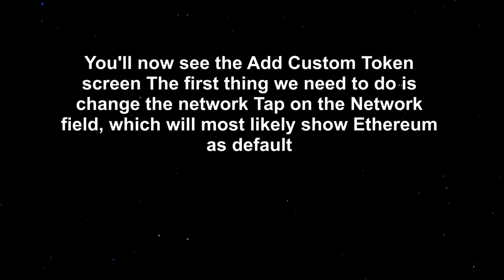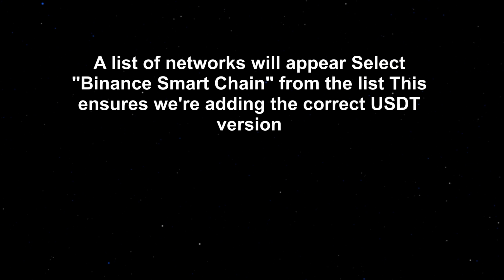You'll now see the Add Custom Token screen. The first thing we need to do is change the network. Tap on the network field, which will most likely show Ethereum as default. A list of networks will appear. Select Binance Smart Chain from the list. This ensures we're adding the correct USDT version.